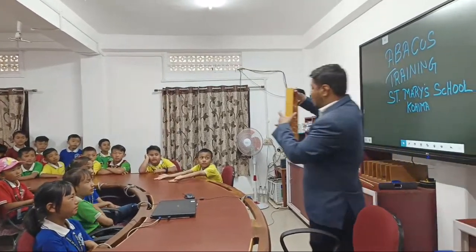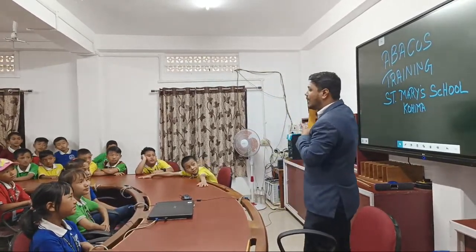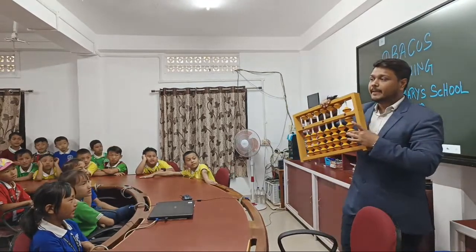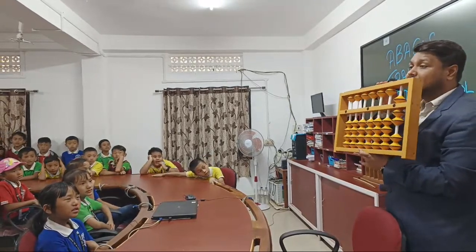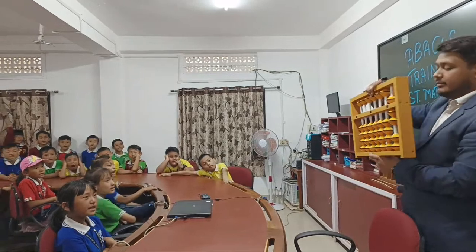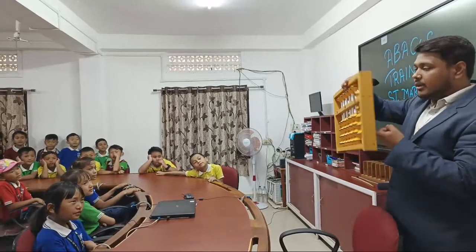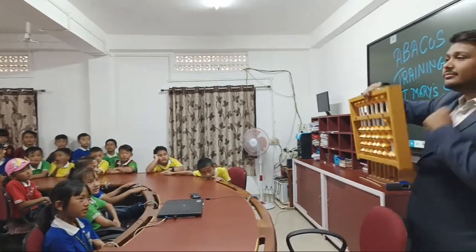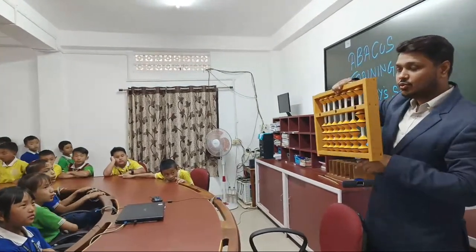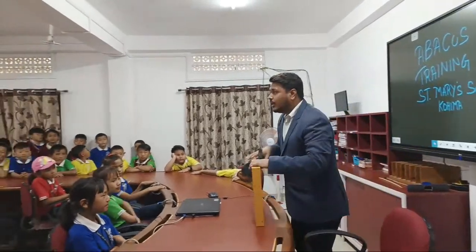Five. Now, five plus one. I'm taking one bead. What is the answer? Six. Very good. Now what is the answer? Seven. Now? Six. Now? Five. Now? Nine. Eight. Three. Two. One. Zero. Perfect. Now, on this abacus, we are going to do some sums.